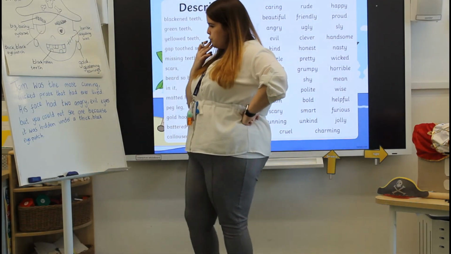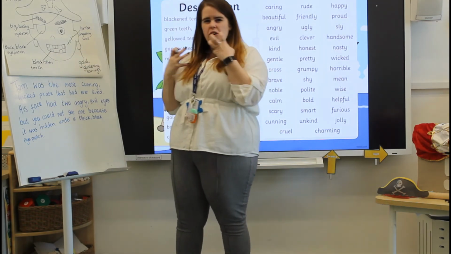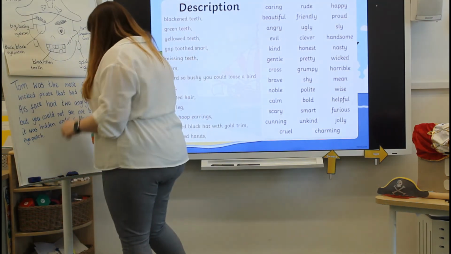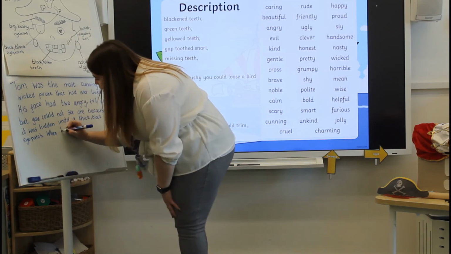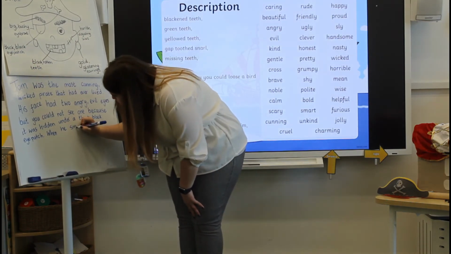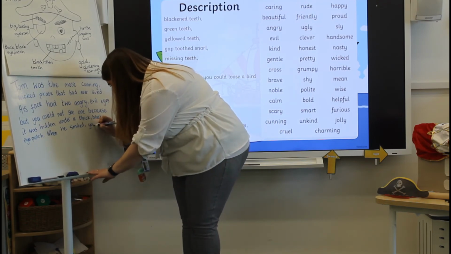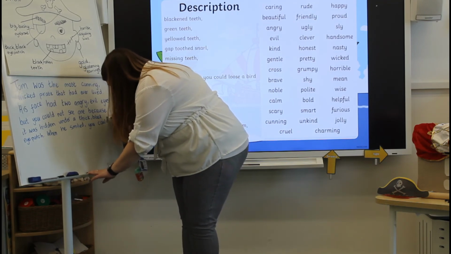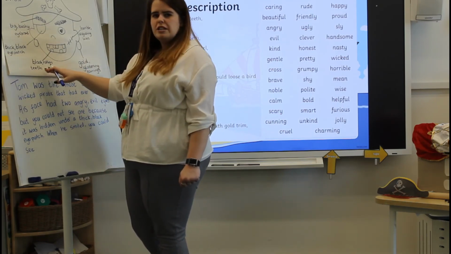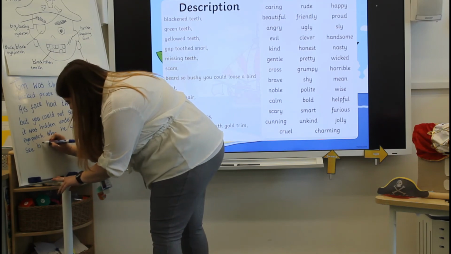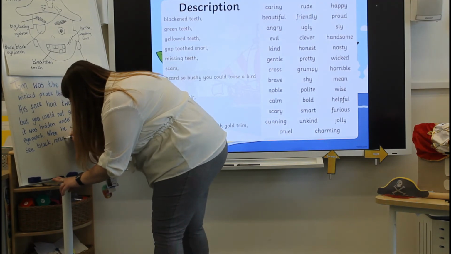Let's see what else I can describe now. I'm going to start describing his teeth because I think that's really special about him. He hasn't got many teeth. So, I'm going to talk about when he smiled, what I could see. So, when he smiled, you could see, what could we see? We could see his black, rotten teeth. They're not very nice. Black, rotten teeth.